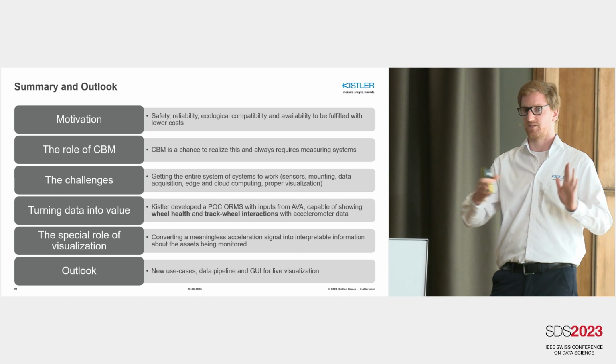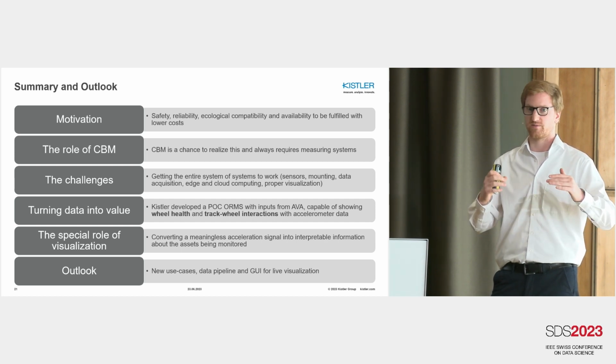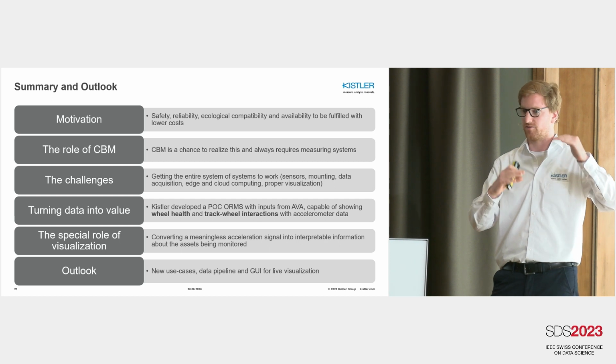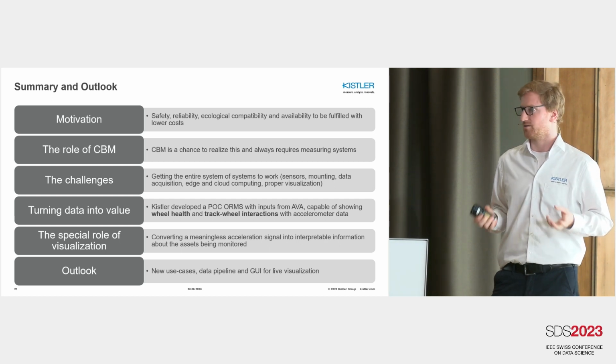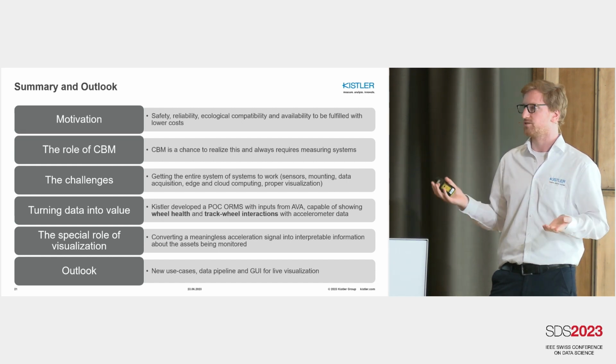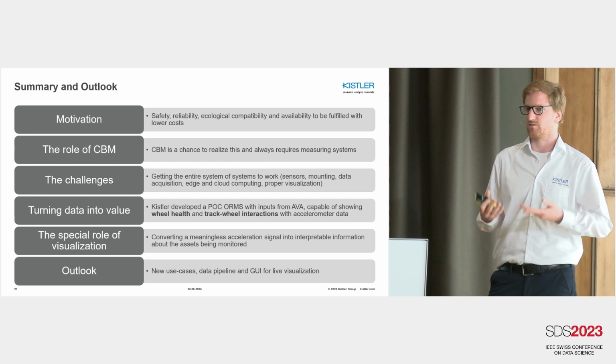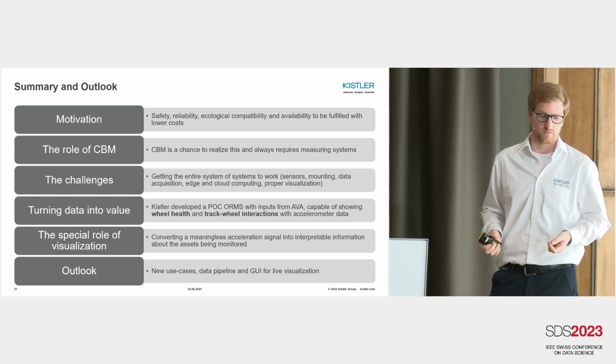So this all comes from a time series at 50 kilohertz acceleration, and then we end up with something that is either higher or lower depending on the state of the wheel. So this is our interpretation of the role of visualization and how that is, at the end, the value which the customer or the application needs.